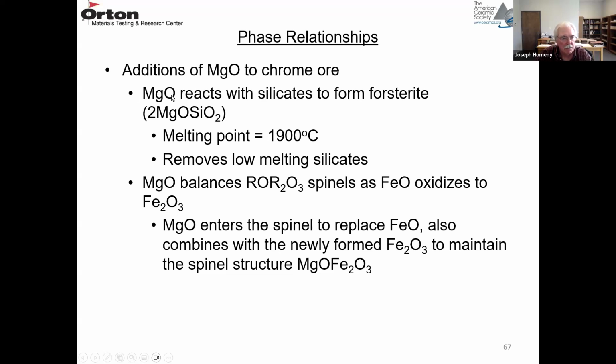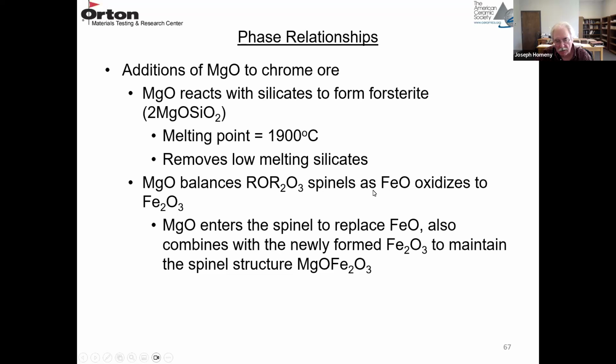So when you add MgO, it reacts with the silicates and it forms forsterite. So that's 2MgO-SiO2, the magnesium silicate. It has a melting point of 1900 degrees C. So you add MgO, it reacts with the low melting silicates, removes them, and forms a higher temperature compound, forsterite. The MgO also balances the R2O3 spinel.